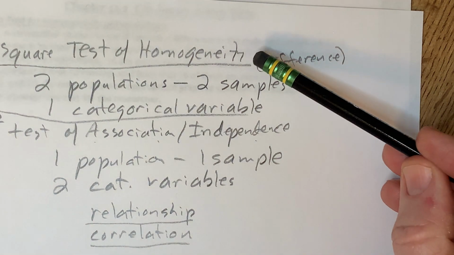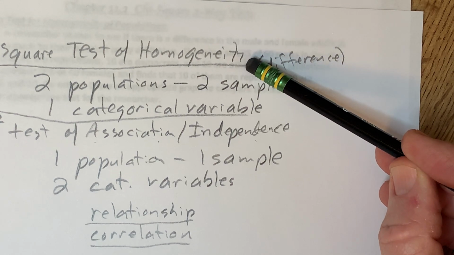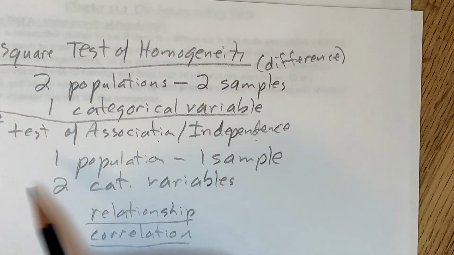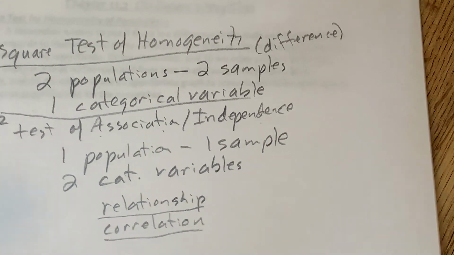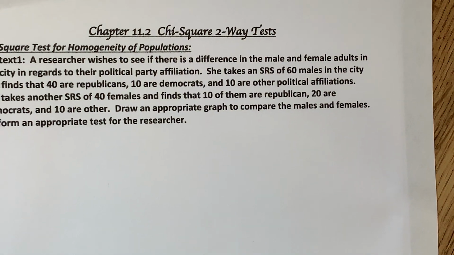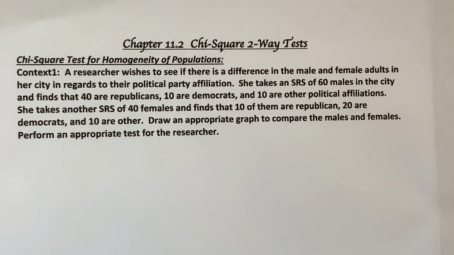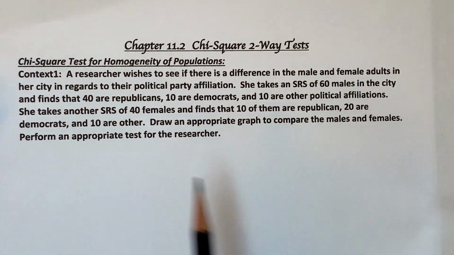So our first example is going to be how you do a chi-squared test of homogeneity, and the second one is going to be how you do a test of association or independence. And like I said, the mechanics are going to be basically the same thing here. It's just that the terminology is going to be different. So let's look at this problem.